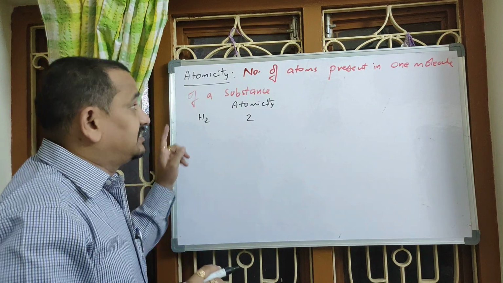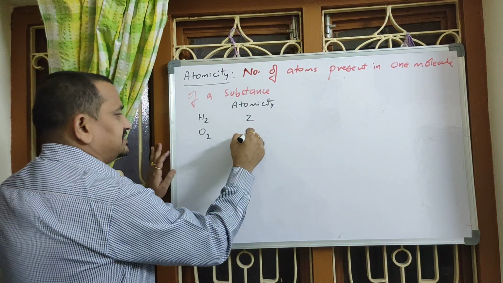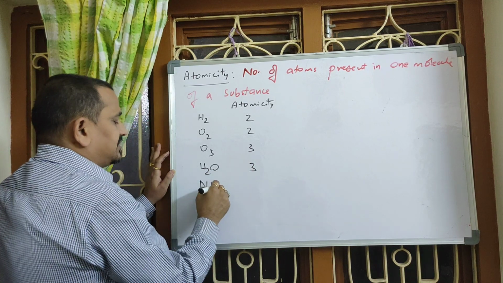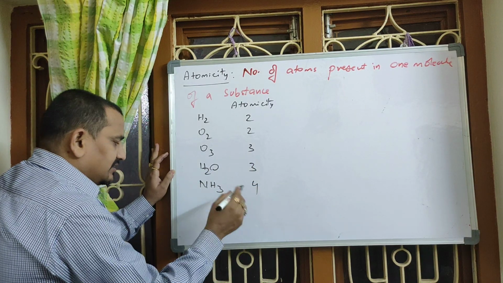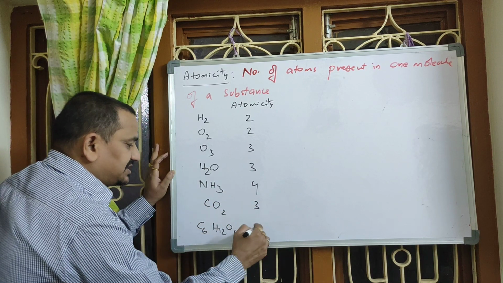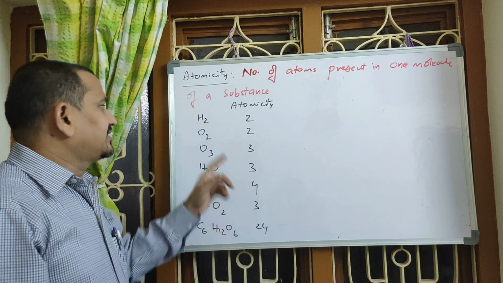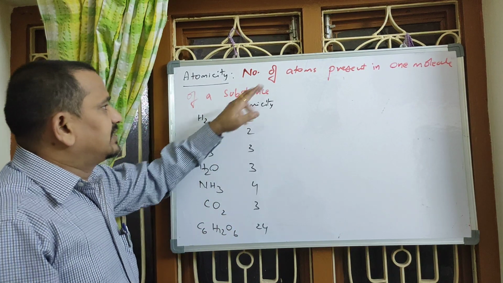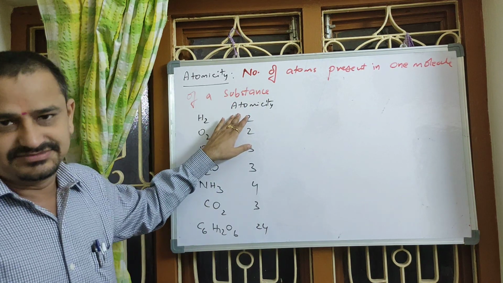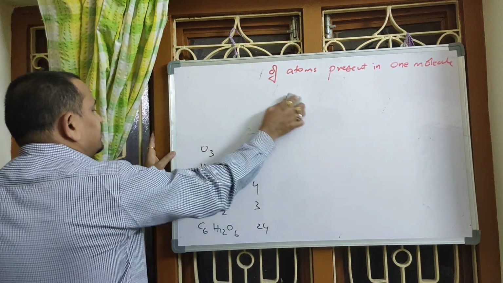2. What's meant by atomicity? Number of atoms present in one molecule of a substance. O2, atomicity is 2. O3, atomicity is 3. H2O, atomicity is 3. Ammonia, atomicity is 4. Carbon dioxide, atomicity is 3. Glucose, C6H12O6, atomicity is 24. Understood? Wherever we use the term number of atoms present in one molecule, we can replace the whole statement with atomicity. Now, let us apply this concept in the calculation of number of atoms.